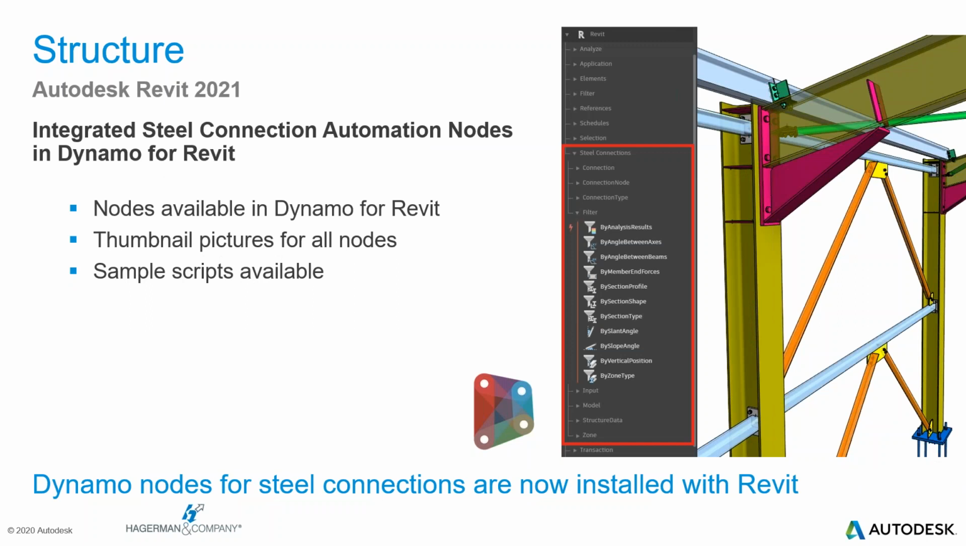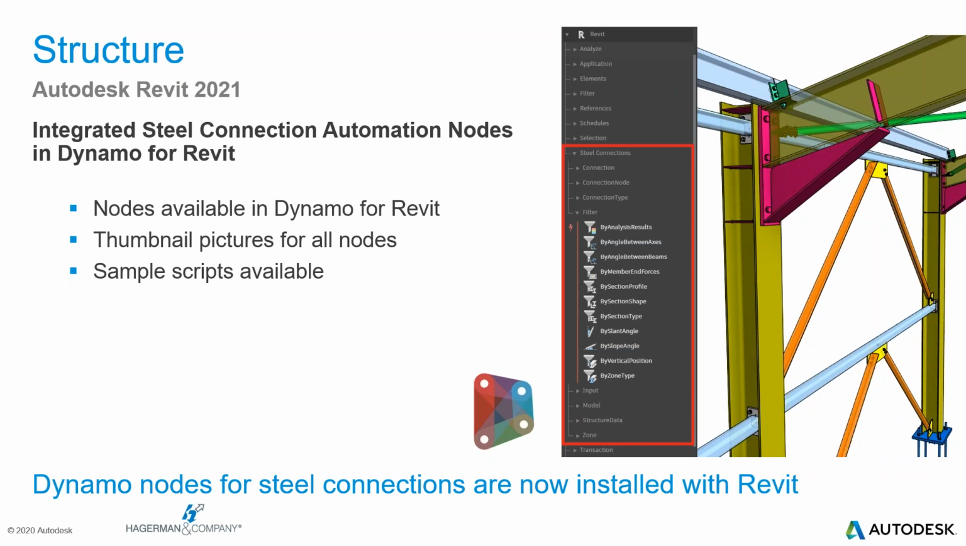In Revit 2021, the Dynamo nodes dedicated to placing steel connections in Revit are provided with the Revit installation as part of Dynamo for Revit. This means that the functionality previously provided by the Autodesk Steel Connections package, including nodes and sample scripts, will now be available in Dynamo for Revit without any additional setup, simplifying deployment and offering an integrated experience with Dynamo.